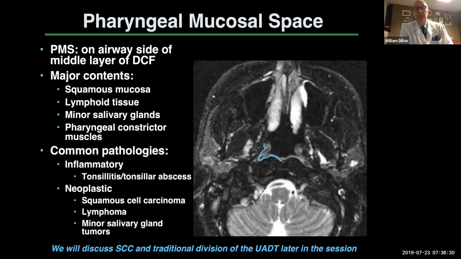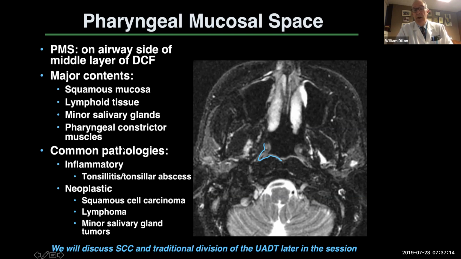So let's talk first about the pharyngeal mucosal space. So this is the mucosa that hangs from the skull base down. Of course, it's how we breathe through the nose and swallow, etc. And it consists of, up in the nasopharynx, a thin, high signal intensity rim on MR scanning. You won't see this on CT scanning. And its major contents include this squamous mucosa. It has some lymphoid tissue, minor salivary glands, and is surrounded by the pharyngeal constrictor muscles, shown here on MR scan, right here as a dark signal.